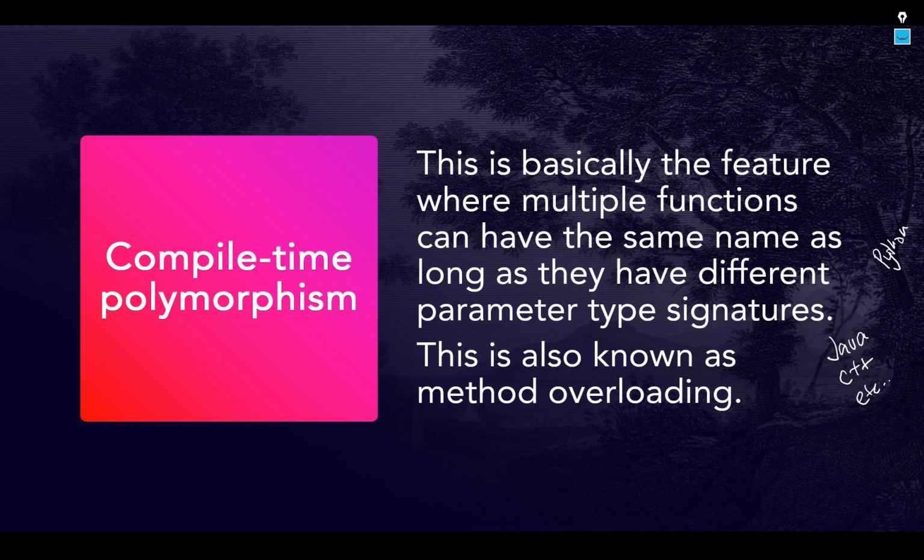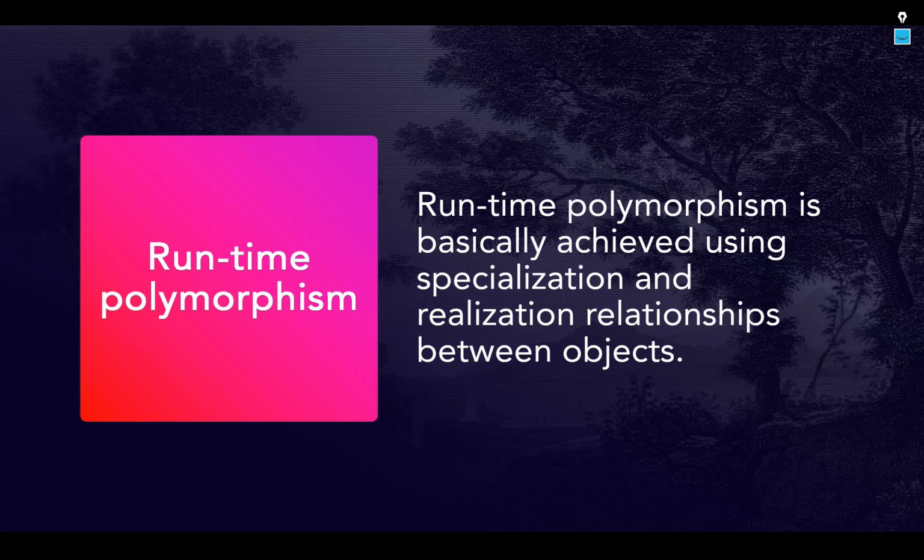But this is not really the important polymorphism concept about object-oriented programming. The important one is what we call runtime polymorphism. Runtime polymorphism is basically achieved using specialization and realization relationships between objects. We will discuss more about these two relationships during class relationships, and these two relationships enable the concept of polymorphism to exist in object-oriented programming.